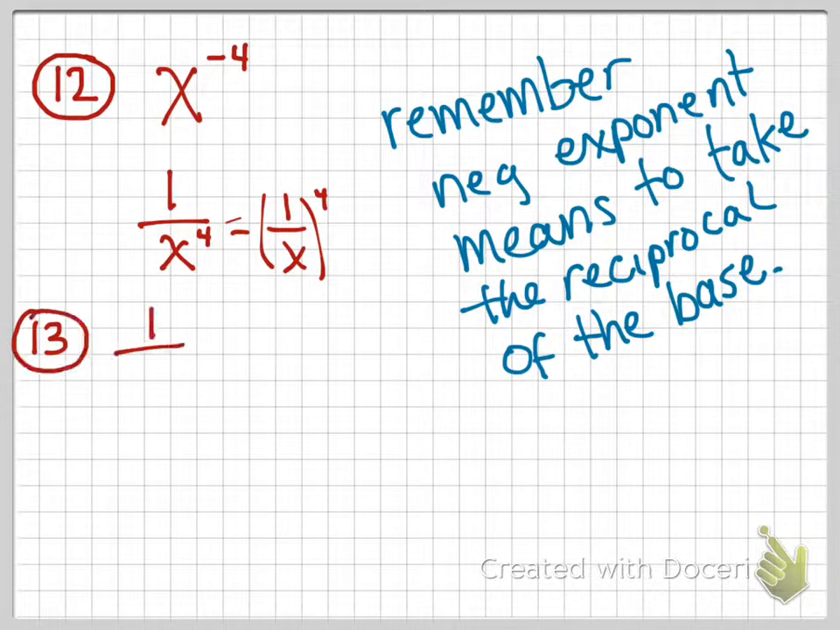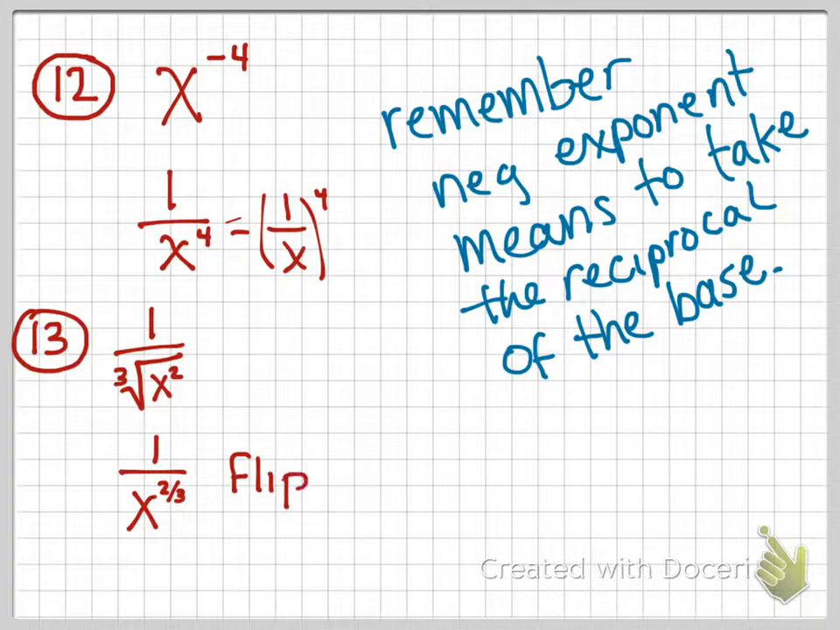Moving on to number 13, I have 1 all over the cubed root of x to the 2nd power. If I change the denominator to a fractional exponent without the radical, I'm going to have x to the second power third root. And then again, it said I want to write it as x, not 1 all over x. So I need to flip it to the other side of the fraction bar. Whenever I flip something to the other side of the fraction bar, I have a negative exponent. So it's going to be x to the negative 2/3 power.